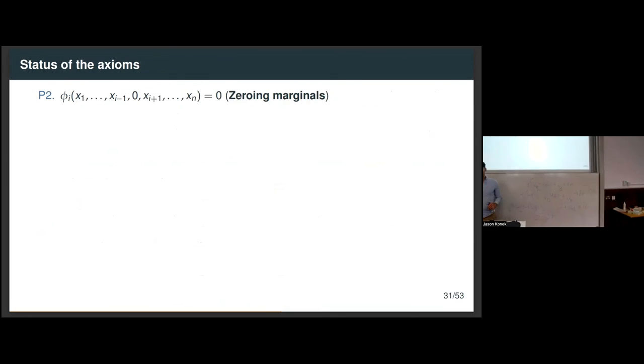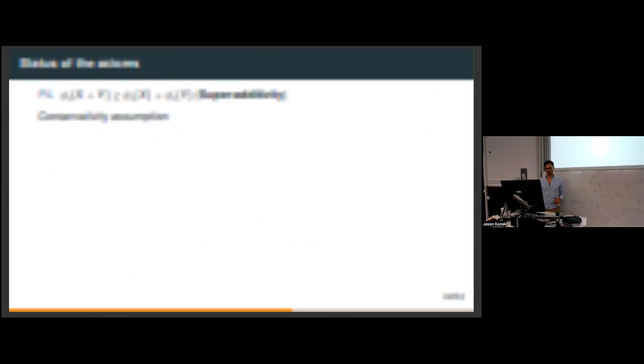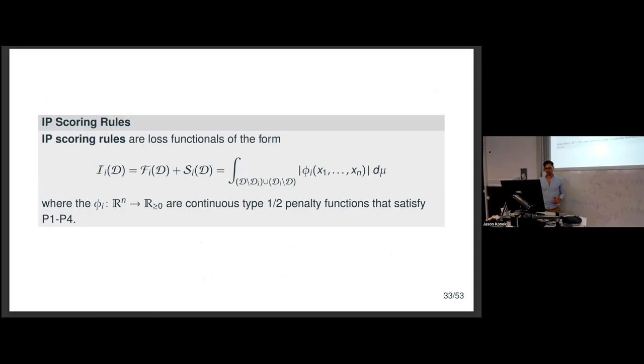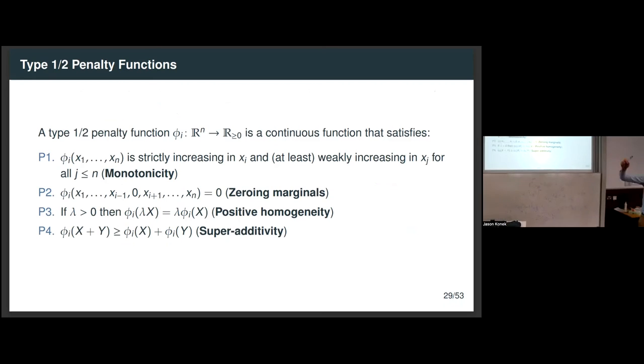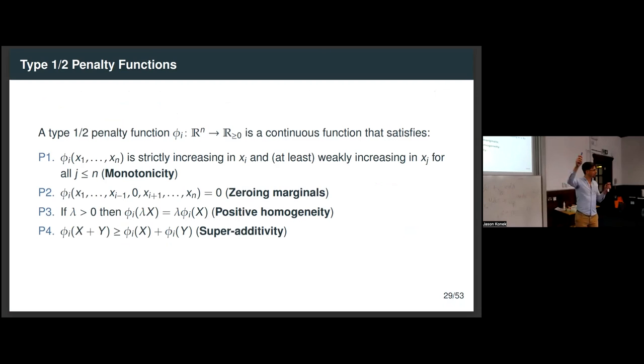Okay, so let me tell you what we can do with these things. Our IP scoring rules are then going to take the integral form that we had, and then the penalty functions are going to have some additional properties. They're going to be positive homogeneous, super additive. At each world, a gamble that pays out nothing at that world is going to give you no penalty. It's going to be a strictly increasing function of the money that you leave on the table in that world. And so it's going to look something like this.